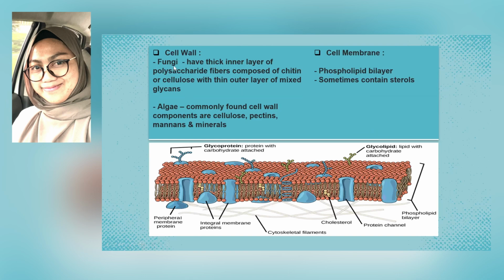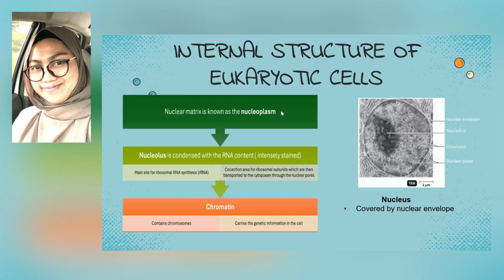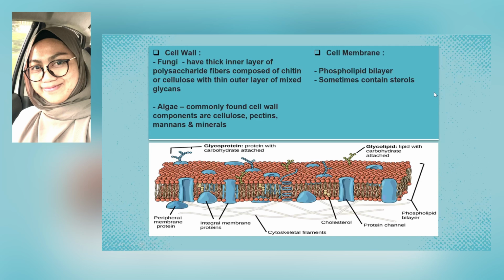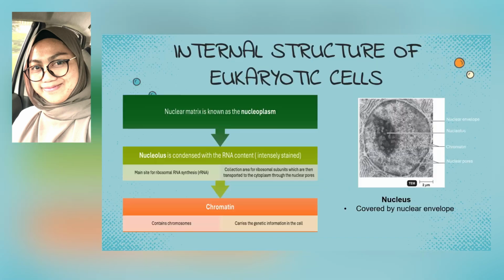For the cell wall, fungi have a thick inner layer of polysaccharide fibers composed of chitin or cellulose with a thin outer layer of mixed glycan. For algae, the commonly found cell wall components are cellulose, pectin, mannans, and minerals. And the membrane consists of a phospholipid bilayer and sometimes contains sterol.